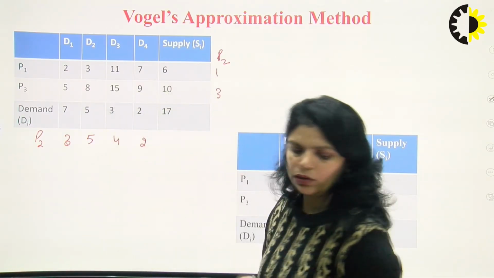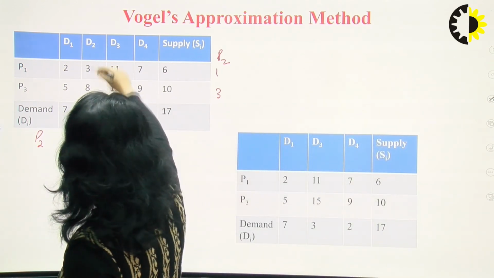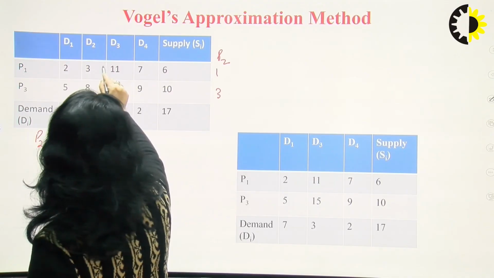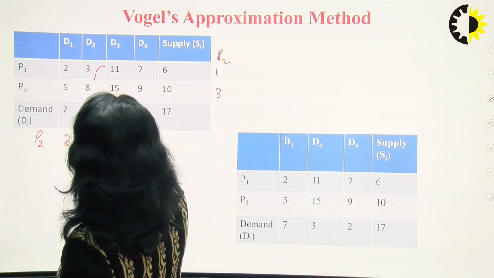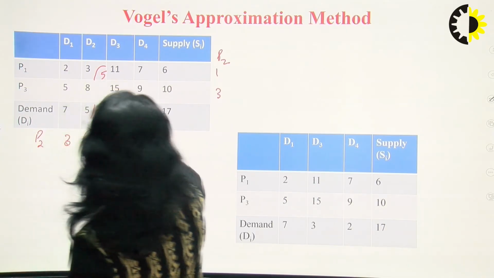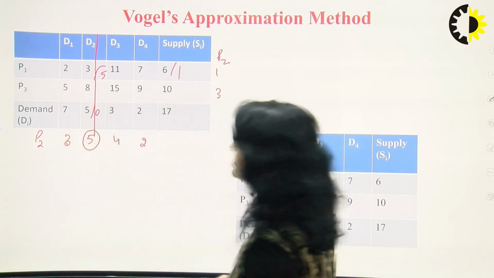Okay, now we will go for the highest penalty. Highest penalty is this one. So we will take this column. Okay, so least cost is this one. So we will see supply available with us is 6 and the demand is 5. So we can satisfy the demand of 5 here. It will become 1. So we will cancel out this. Okay.